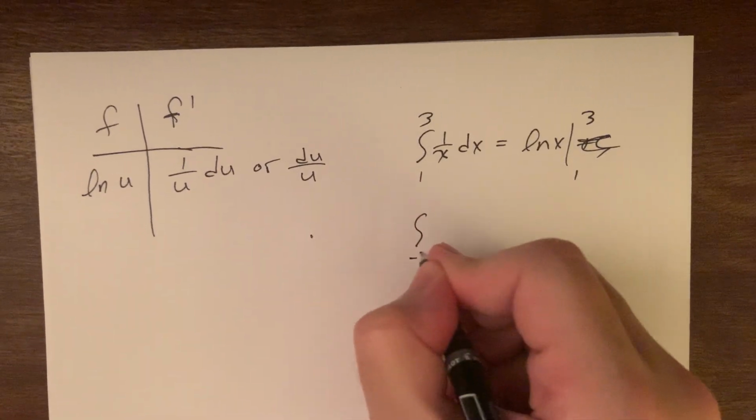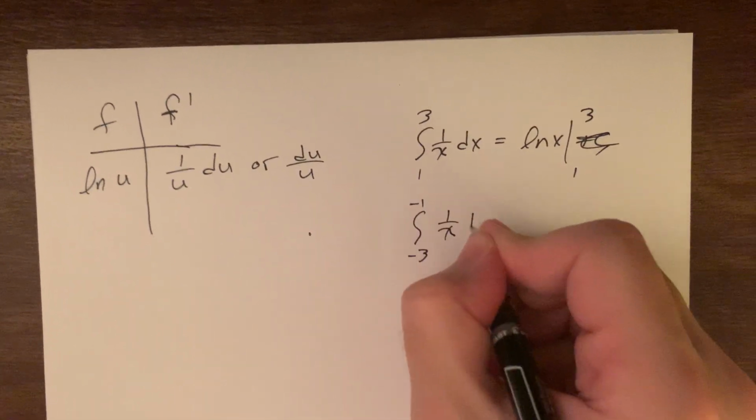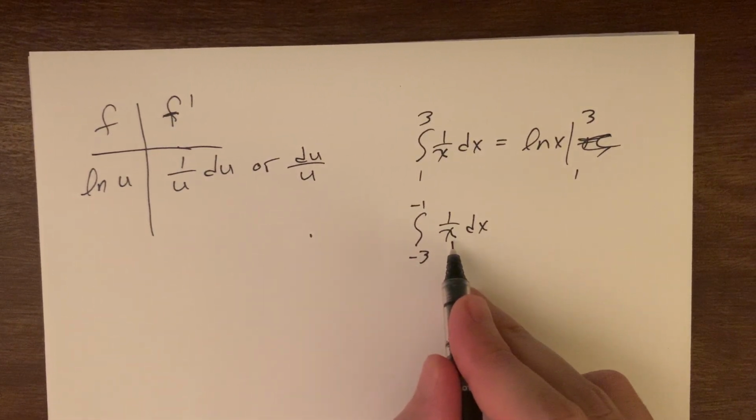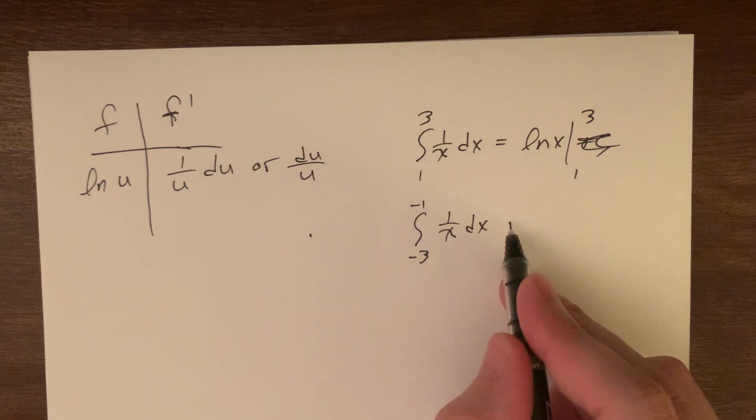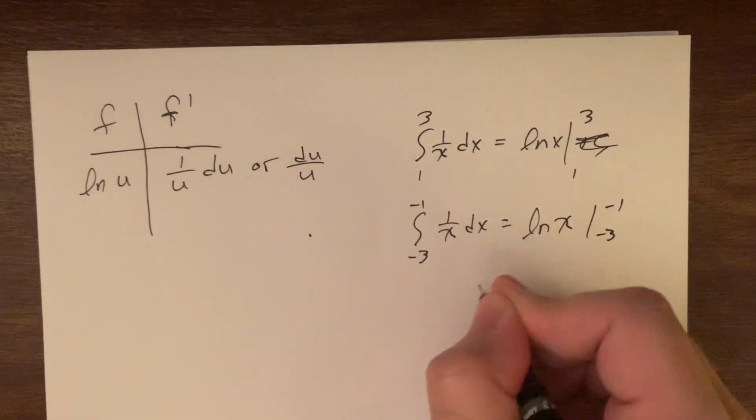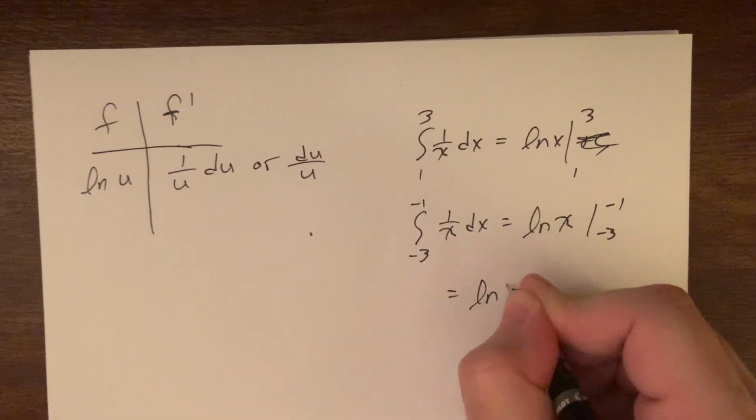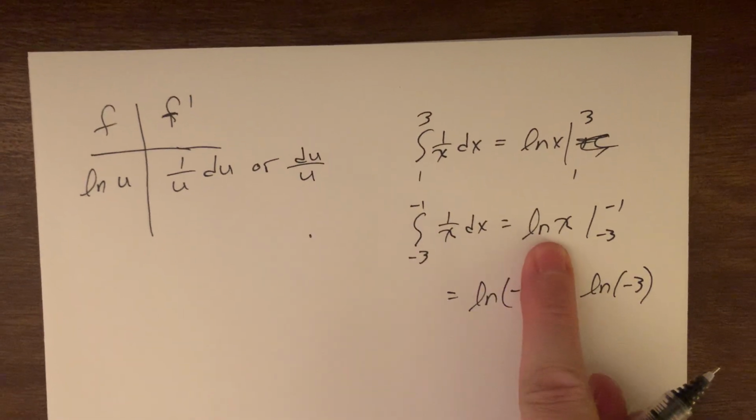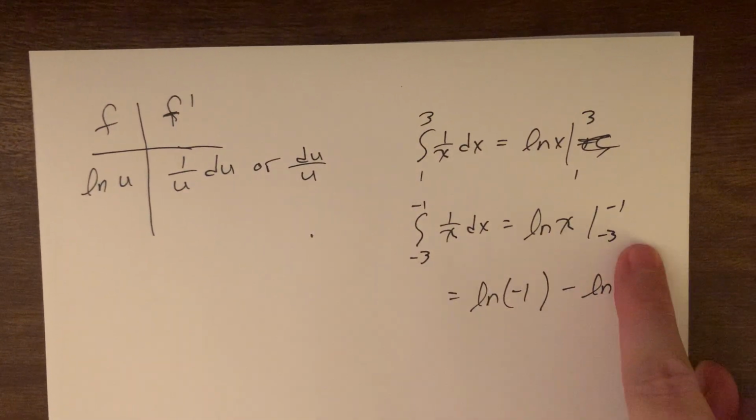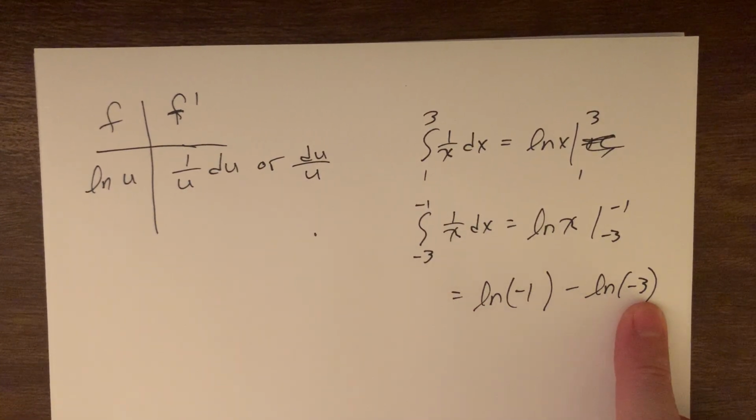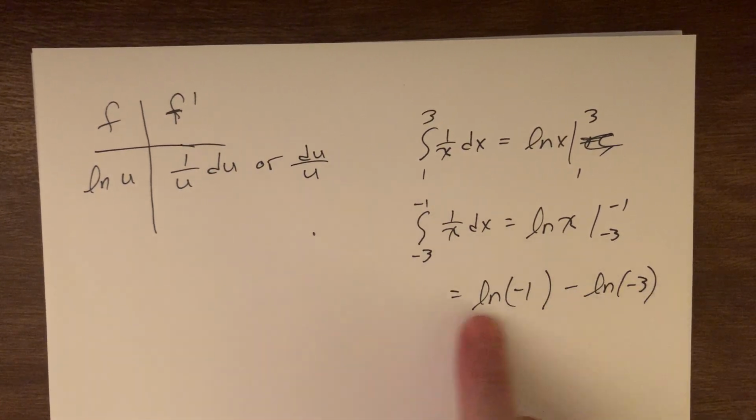But if I had the integral from -3 to -1, that still makes sense. That still avoids the discontinuity, so I can still apply the fundamental theorem, and it feels like everything is working, but watch what happens on the next line. Took my antiderivative, plugged in my top, minus, plugged in my bottom. Do you see something wrong here? Both of these are undefined. Both of these are does not exist.